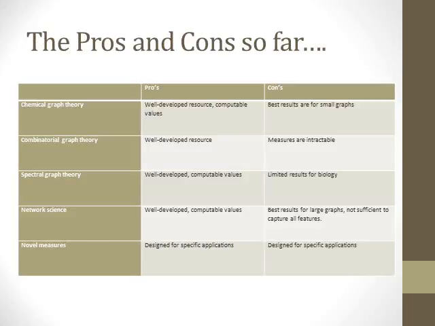There are pros and cons for each of these methods. For example, chemical graph measures are well-developed concepts with computable values. However, best results are for small graphs. Combinatorial graph measures are also a well-developed resource, but in general the measures are intractable, and care and extra work must be undertaken when finding them. We have found that we get the best results when we use all of these combined.